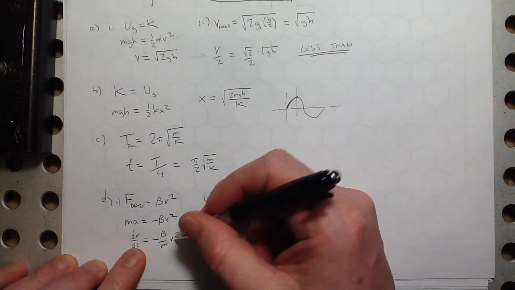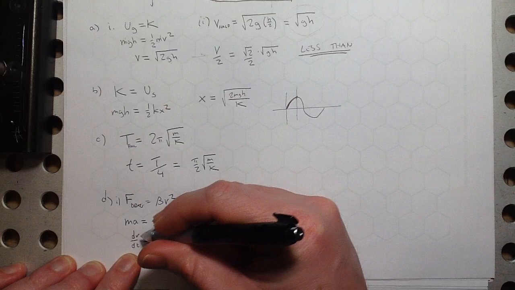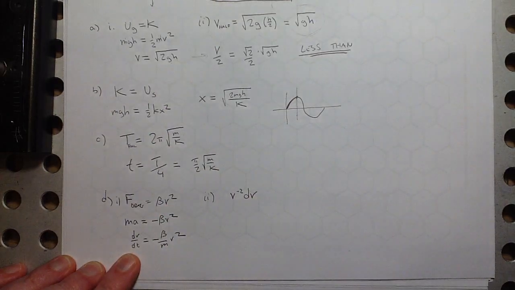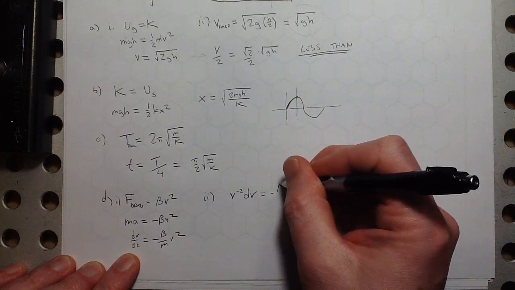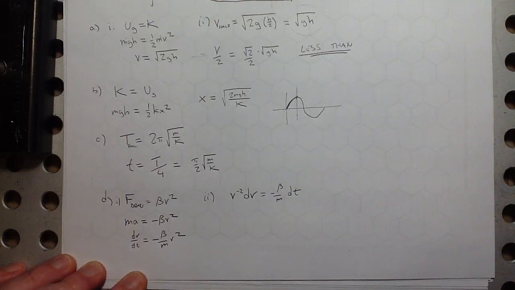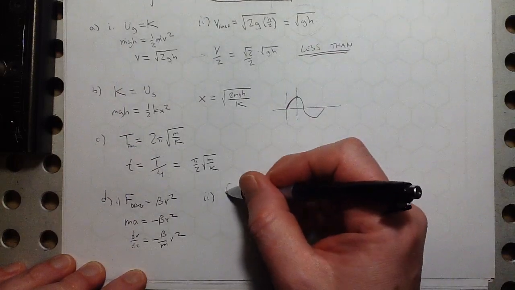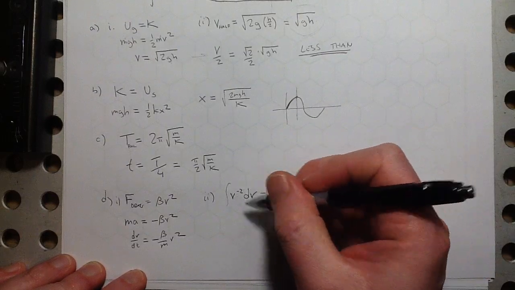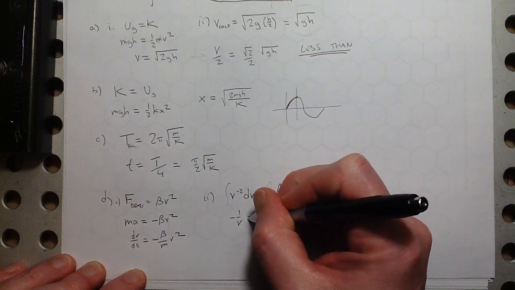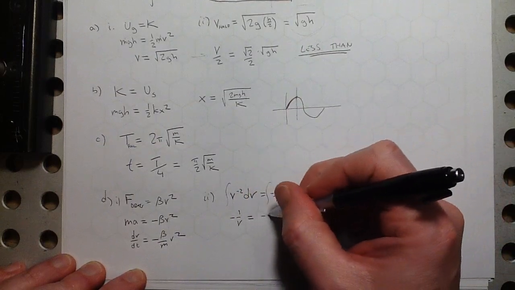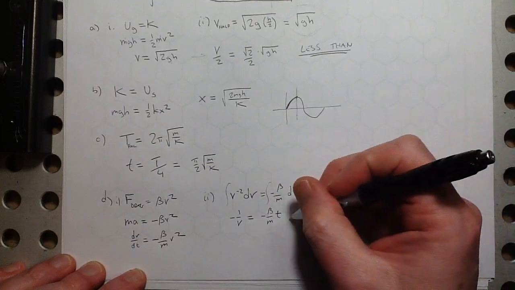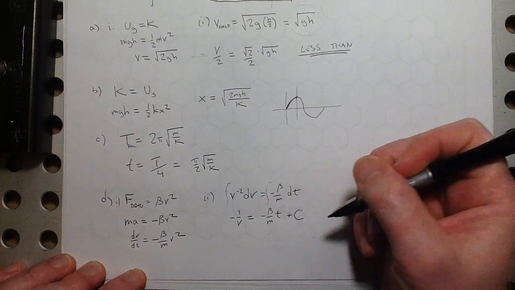So let's try to separate our variables here. So the v squared would have to go to the other side, and negative beta over m dt. That's my separation of variables. And then we integrate. So the antiderivative of v to the negative 2 is negative 1 over v. That would be equal to negative beta over m times t plus c.